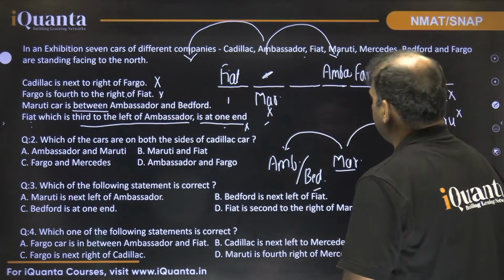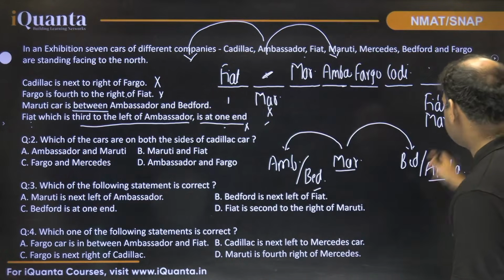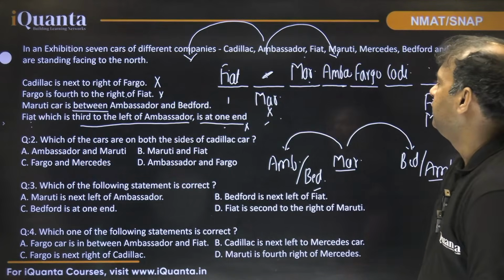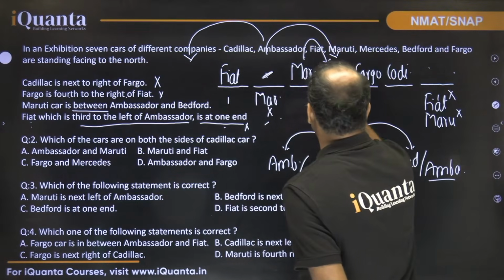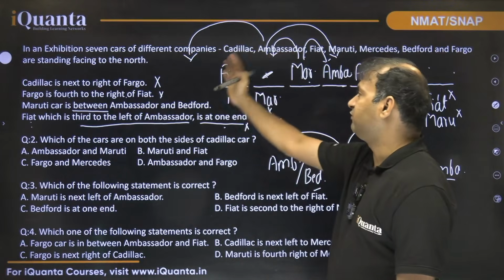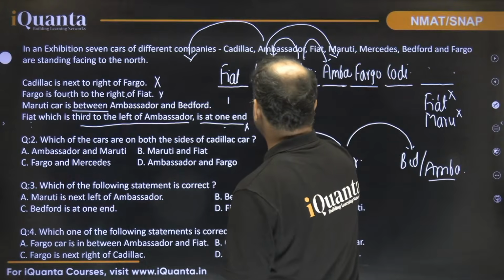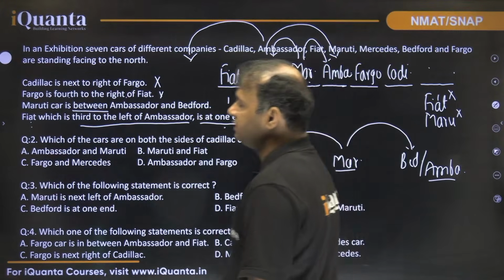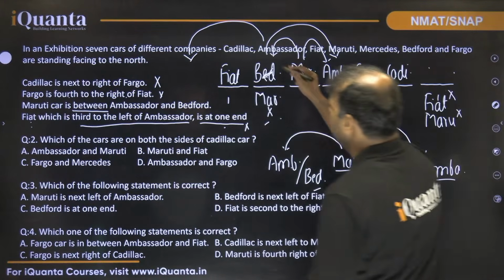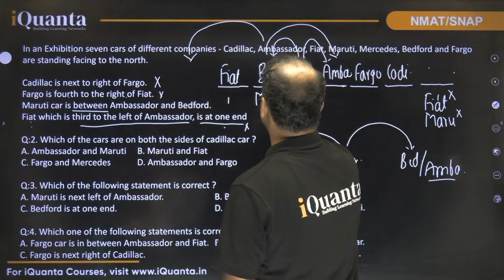So the only possibility for Maruti is this. This is cancelled for Maruti, this is cancelled for Maruti, so this is the only empty place left for Maruti. Now you see that Ambassador is to the right of Maruti, so Bedford must be to the left of Maruti, and only one empty place is left to the left of Maruti, which is this. So this should be the place for the car Bedford. I'm sure all of you understand this. If there is any doubt, you can write to me in the chat. This should be the place for Bedford.